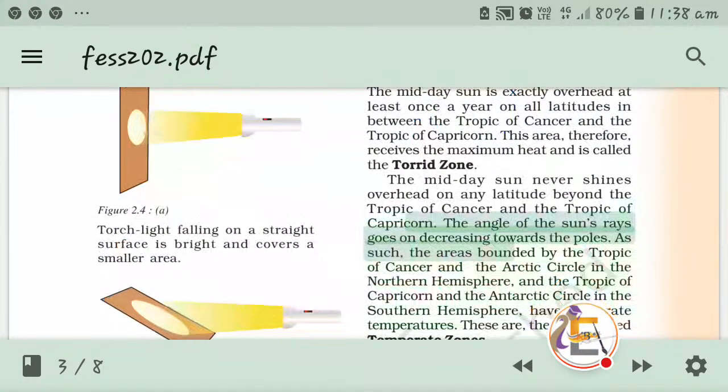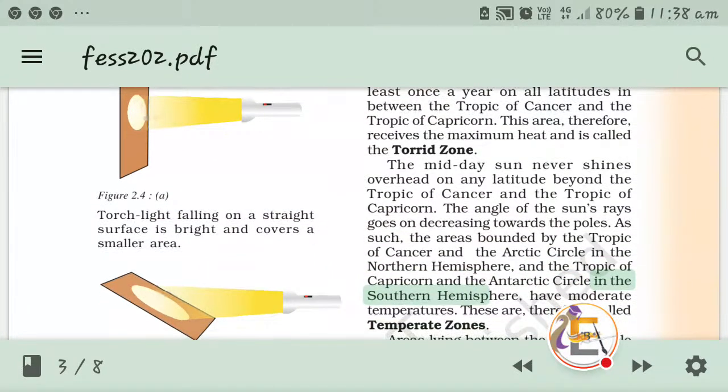As such, the areas bounded by the Tropic of Cancer and the Arctic Circle in the northern hemisphere, and the Tropic of Capricorn and the Antarctic Circle in the southern hemisphere, have moderate temperatures. These are, therefore, called temperate zones.